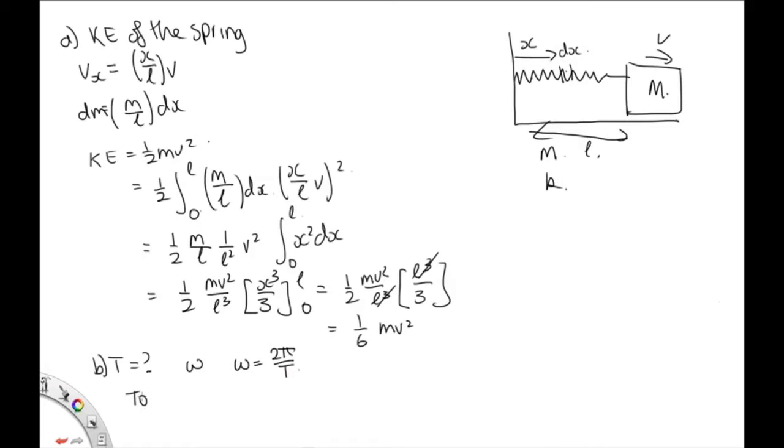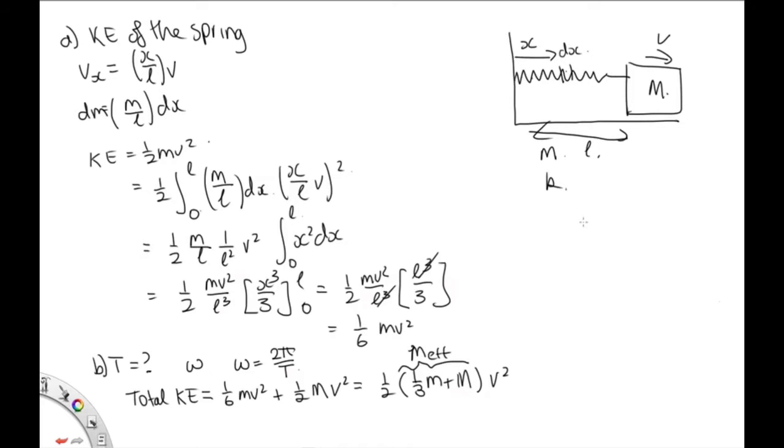Okay, so the total kinetic energy for the spring plus the block is equal to 1/6 mv squared plus 1/2 capital M, that's the mass of the block, v squared. So this is equal to a half, 1/3 little m plus big M, v squared. So what we've got here is an effective mass. This is the effective mass, m effective, including the mass of the spring.